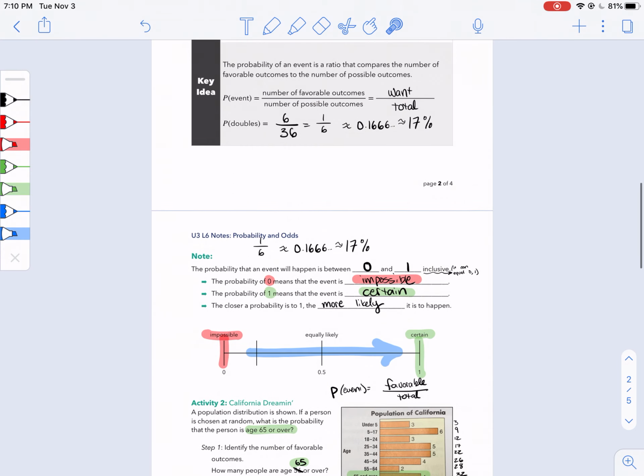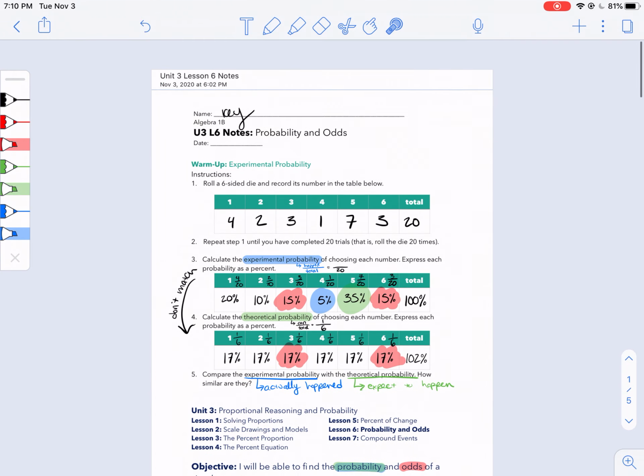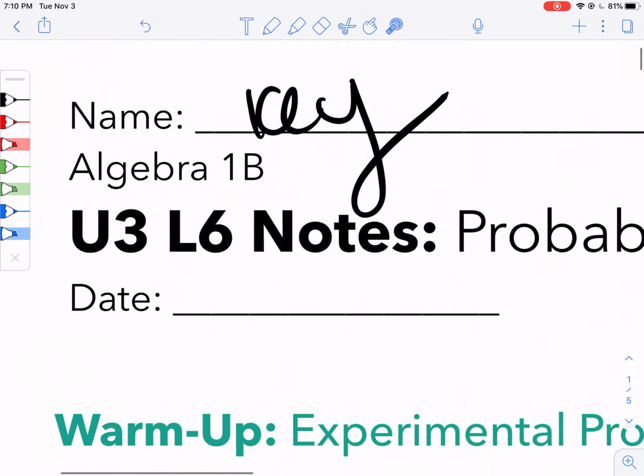And then the probability that you have fun on your homework is, of course, 100%. Have a great time, guys.